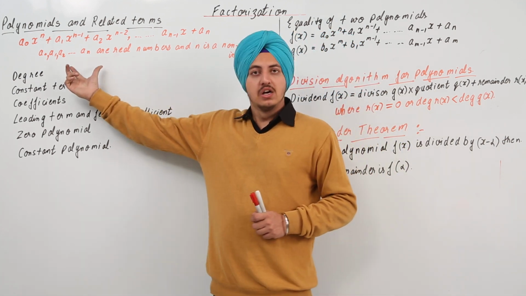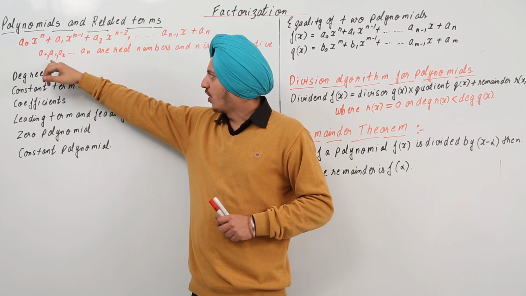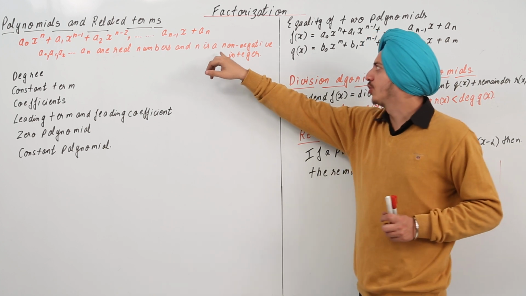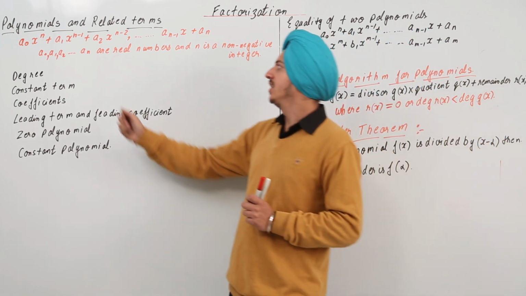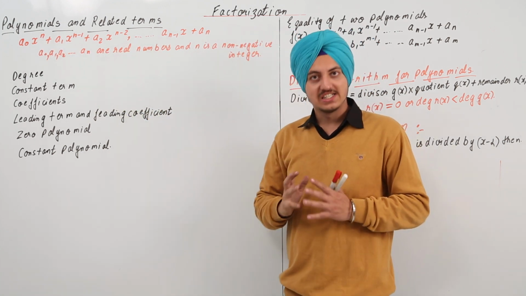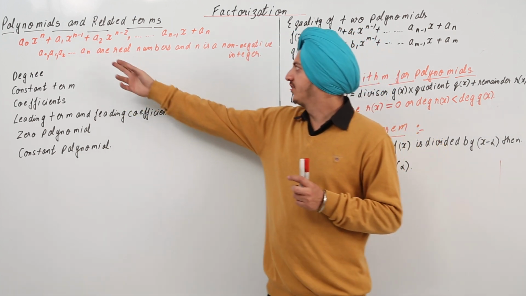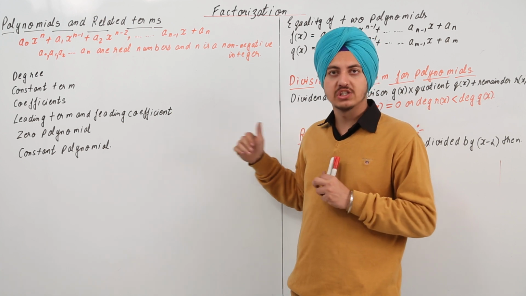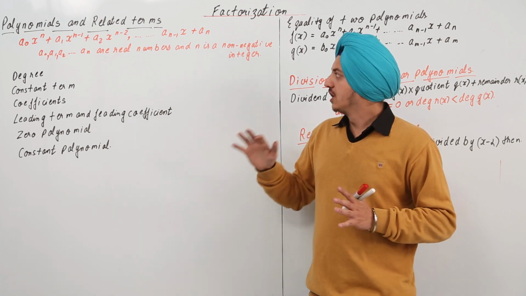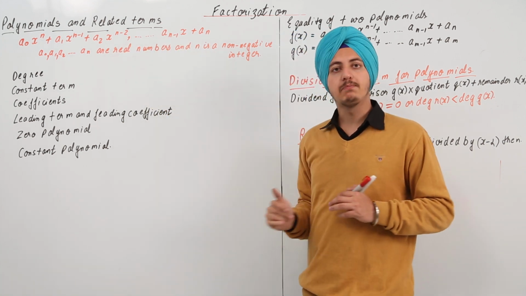So what are the conditions for this to be a polynomial? The conditions are that all of these a naught, a1, a2 and so on to a n should be real numbers, and n should be a non-negative integer. What is n? It is the n in x raised to power n. Both of these n's are the same, and this n should be a non-negative integer, and a naught to a n should all be real numbers. That is the only condition for this expression to be a polynomial.